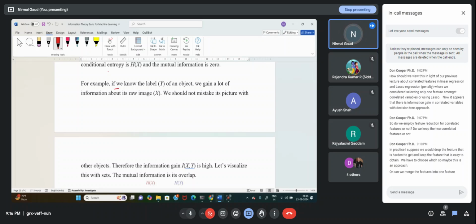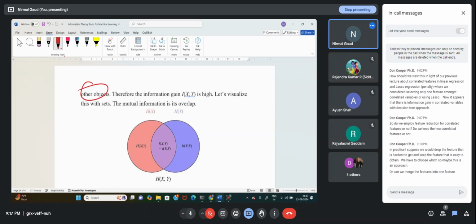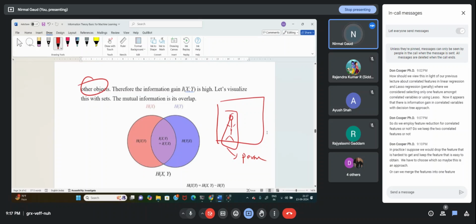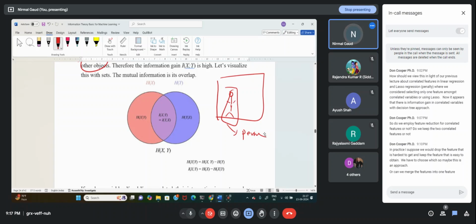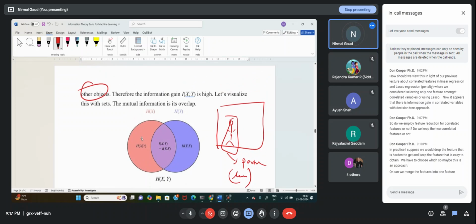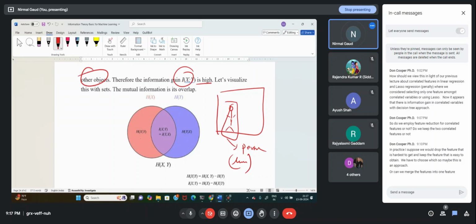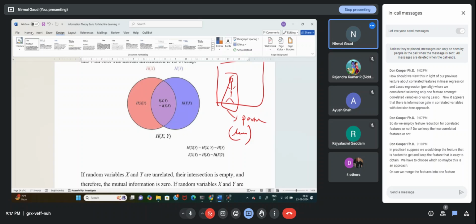For example, if we know the label Y of an object, we gain a lot of information about image X. We should not mistake its picture with other objects. In a picture you have labels. For example, if I label this thing as person, I know about a person. A person can be male or female, with average height about 5.5 feet, average weight about 50, 60 kg. If I only know the label, I can say many things about it. That's what we use in image classification. So the information gain I(X,Y) is high in this case. Information gain is high, and this is how you can visualize information gain.